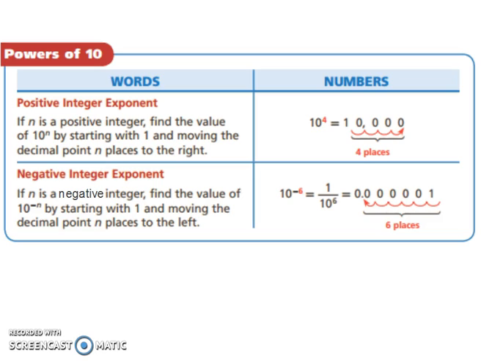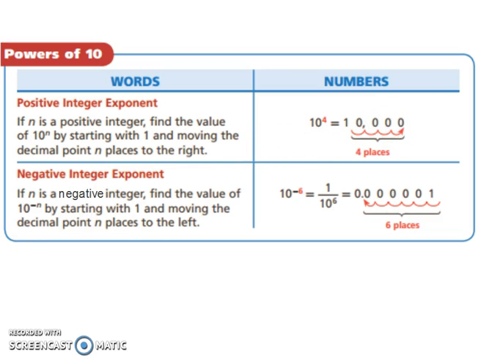Let's look at powers of 10. So we're going to start with the positive integer exponent. If n is a positive integer, find the value of 10 to the n by starting with 1 and moving the decimal point n places to the right. So if we have 10 to the 4th, for example, we're going to start at 1 and then move the decimal 4 places to the right. You may recall, oh, it's 10 to the 4th, that means we have to have 4 zeros. Well, this is what's happening to make that the case.